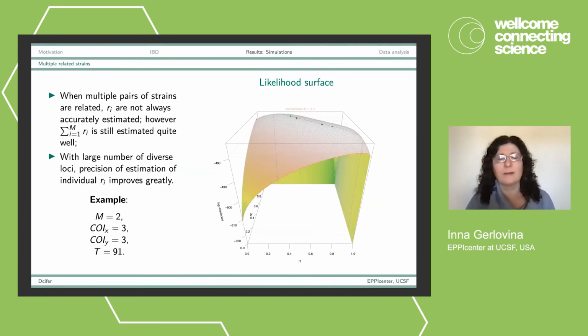Another thing that IBS cannot do is estimate multiple pairs of strains. And so with Dcifer, individual R's are not always very accurately estimated. However, the sum of them is estimated really well. And this is a likelihood surface that illustrates that. The red is the truth, blue is the estimation, and the blue line is the sum.